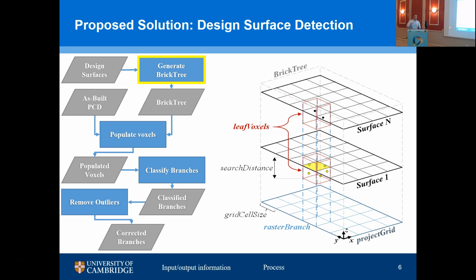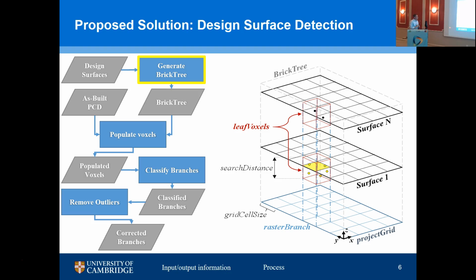So every time I'm building a voxel, I'm building it only where it intersects one of those, what I call raster branches, up off of the project grid. And then I have an additional parameter you see on the left, the search distance, so I'm defining how far above and below that surface I'm going to search to find as-built points to attribute to that surface. And that's something that we played around with in our experiments to try and find an optimal value.